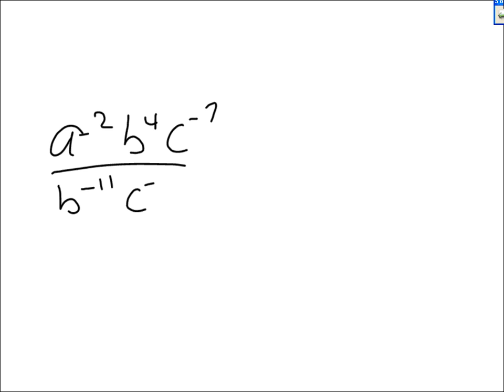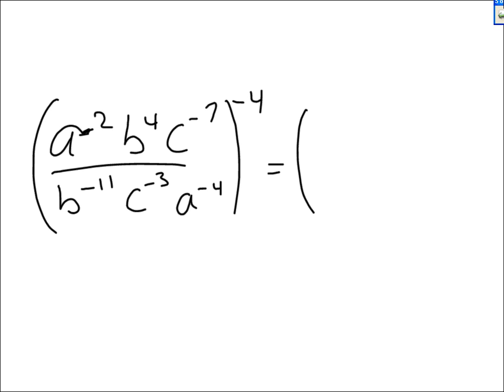So suppose you have a to the negative 2, b to the 4, c to the negative 7, over b to the negative 11, c to the negative 3, a to the negative 4, and this is all being raised to the negative 4 power. Since it's being raised to a negative exponent, that means I want all the exponents inside the brackets to be negative. So when I multiply those powers by negative 4, they'll become positive.